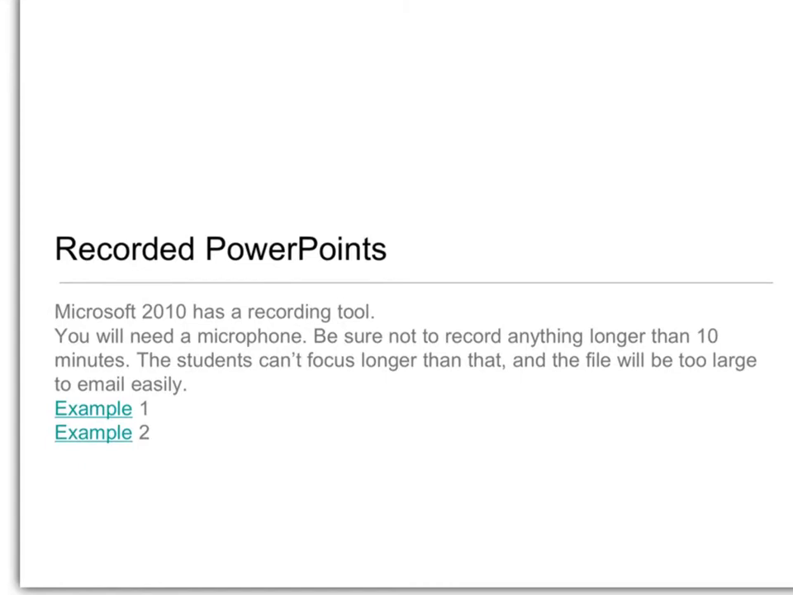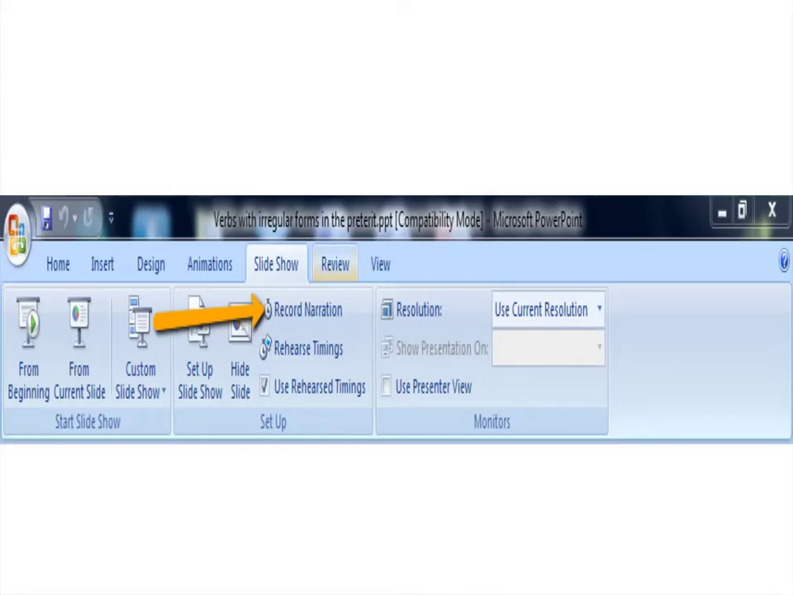So let's talk then for a few minutes about how you can record. An easy way to record is to record PowerPoints. So you will need a microphone. Be sure not to record anything longer than 10 minutes. Okay, classroom flippers agree that shorter videos are better. So to record PowerPoint, you simply go on slideshow mode and click on record narration and take it from there.